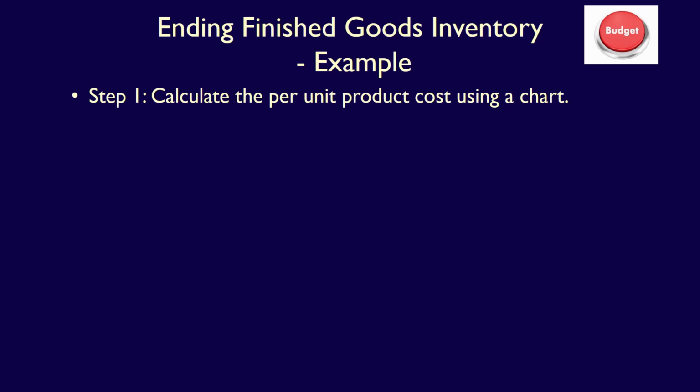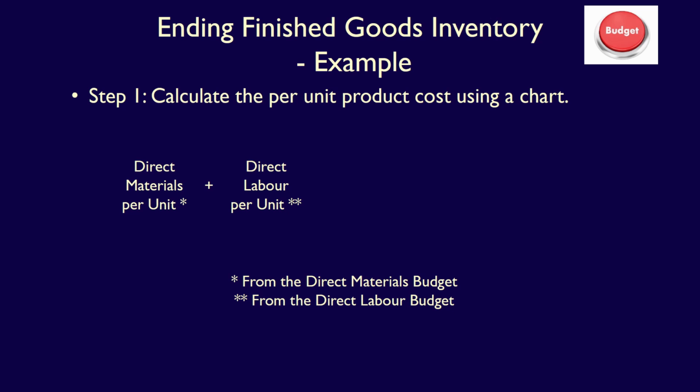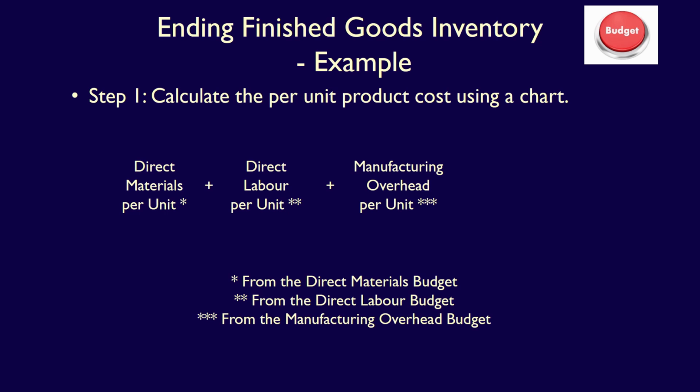This is not a budget, but simply a calculation we have to complete in order to produce the ending finished goods inventory budget. The formula to calculate the per unit cost is one you know very well. Direct materials per unit, which comes from the direct material budget, plus the direct labor per unit, which comes from the direct labor budget, plus manufacturing overhead per unit, which comes from the manufacturing overhead budget. Add them together, they equal the per unit cost of manufacturing.